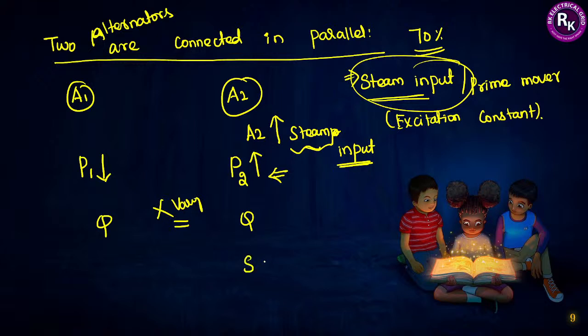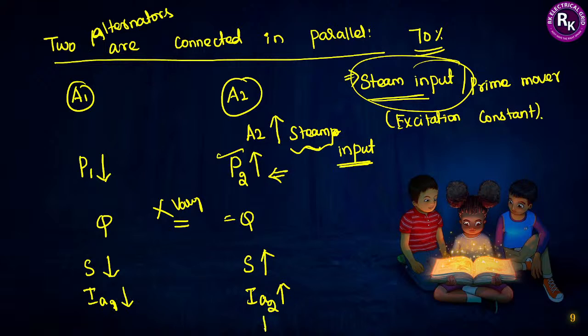Now if you look at the apparent power, as we saw already, real power is increasing and reactive power is constant. So definitely the apparent power will increase in alternator 2, and the apparent power will decrease in alternator 1. And the next thing is, while increasing the steam input, the armature current supplied by the alternator will increase in the second case, whereas in the first alternator, the armature current supplied will decrease.